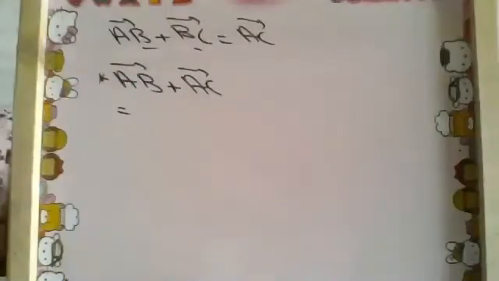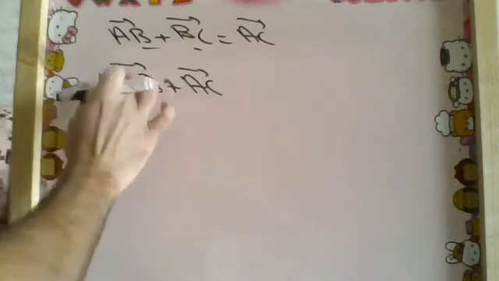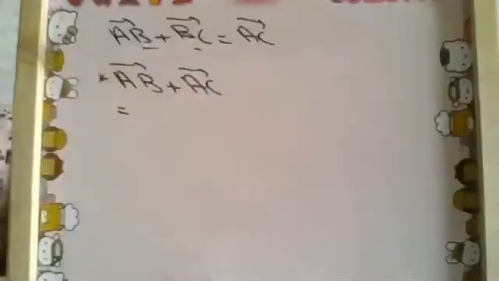If you have AB plus AC, what will be the sum? Can we apply Chasles' relation here? No, we cannot. Here there are two initial points, because the initial point is the same, A. What will be the sum?